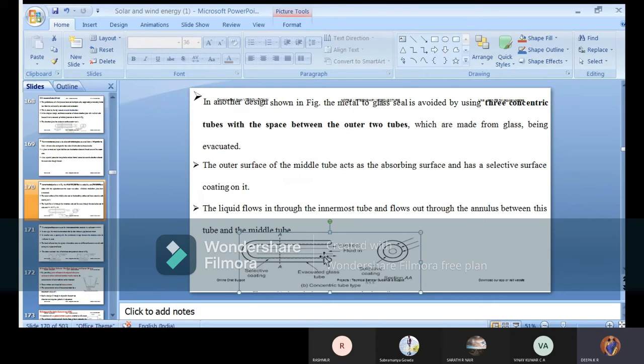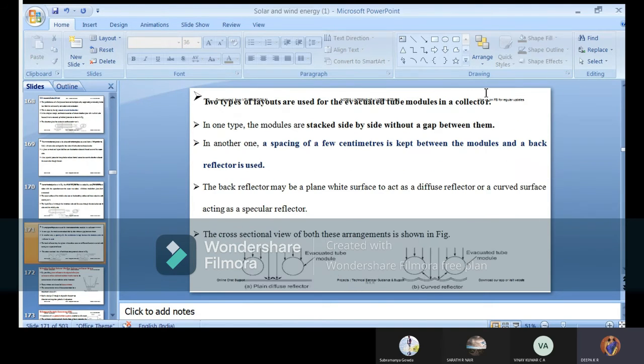hotter, because where you want to get the heated output, that will be in contact with these outlets. Both outlets are in contact with the selective coating portion, and the liquid flows in through the innermost tube and flows out through the annulus between this tube and the middle tube. So from the figure you can clearly see how it will flow and how it will move. So the inlet is unidirectional and the outlet is opposite to that. So this is another structure, which is of three concentric tubes with space.